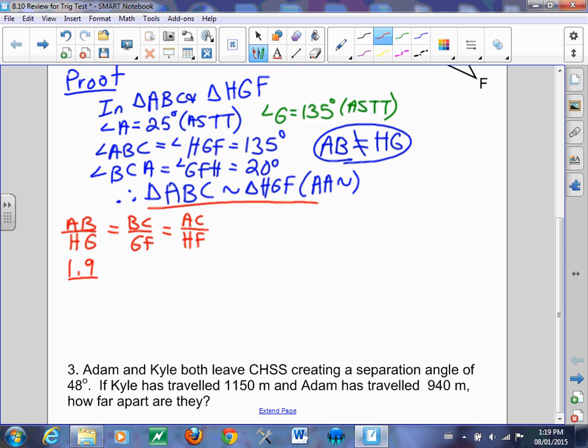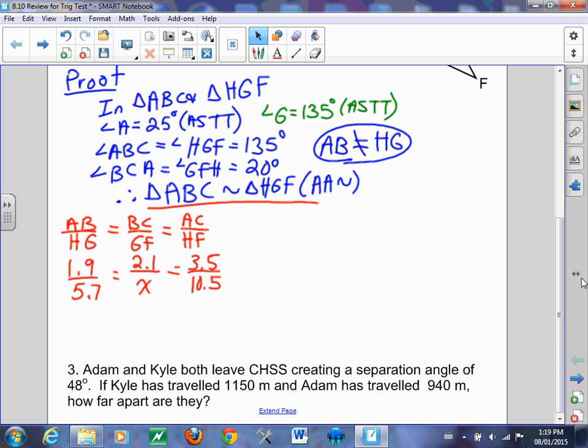1.9 over 5.7 equals 2.1 over x, which equals 3.5 over 10.5. Okay, now in this case, we actually have a lot of information. Usually they don't give you this much information. It doesn't really matter.